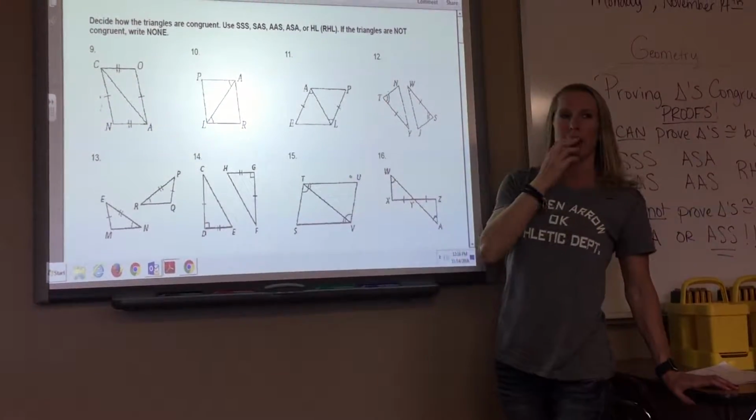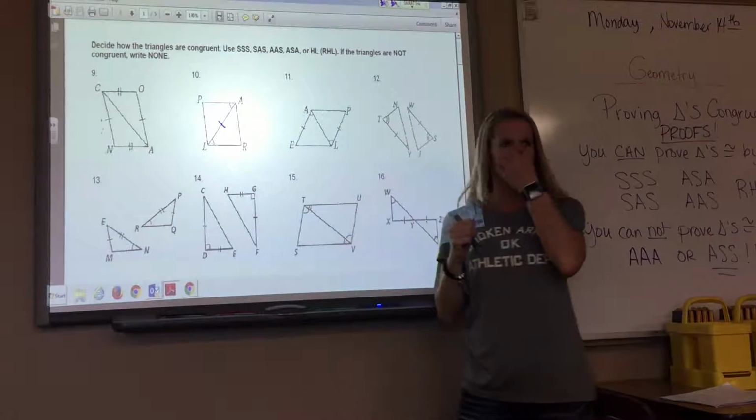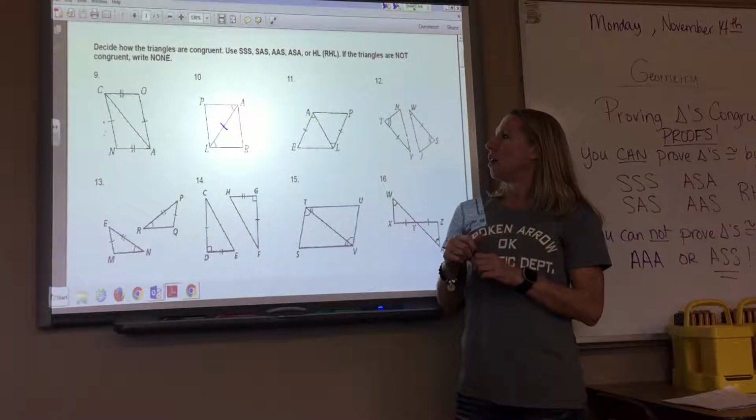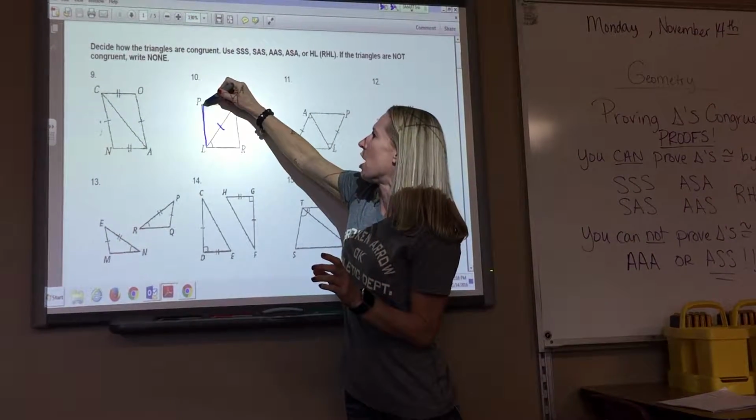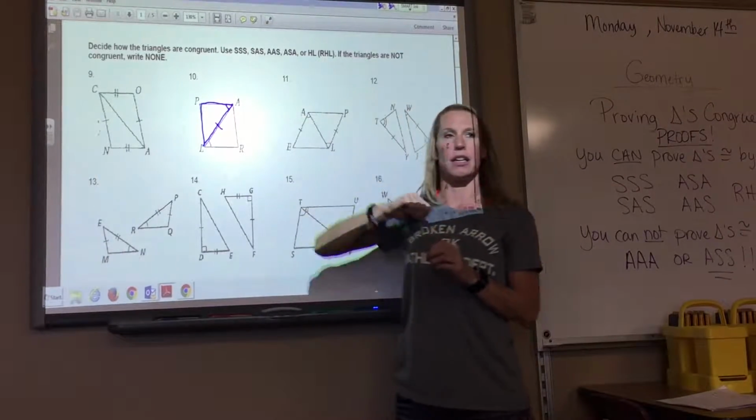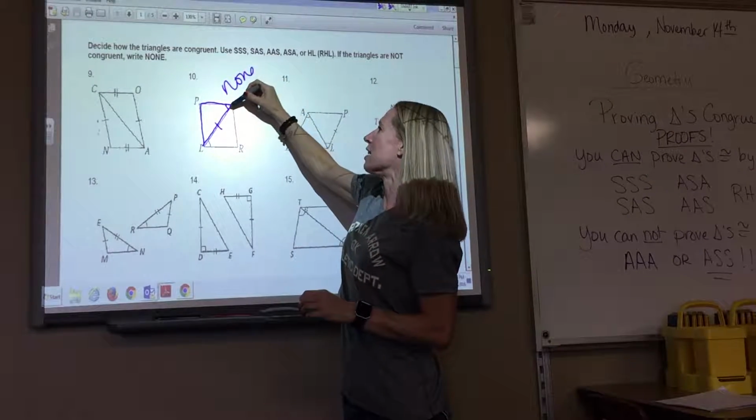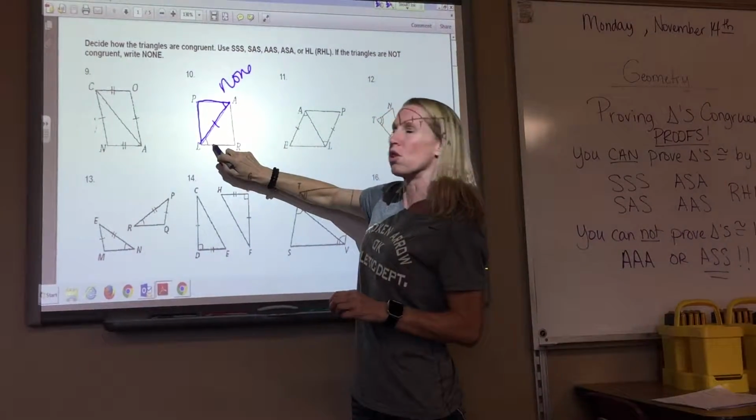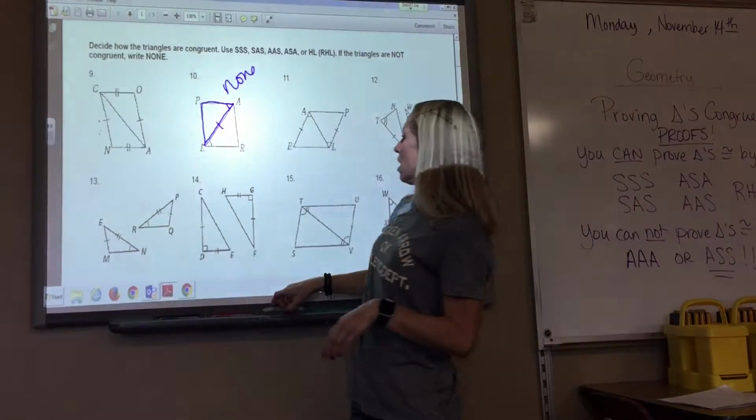Look at number 10. If triangles share a side, we need to mark it. Look at one triangle at a time. So I would look at this triangle. Notice all I have marked is an angle and a side. Is that enough information? No. So you want to say none on that. It is not angle, side, angle because then you're going over to the other triangle. You have to look at one triangle at a time.